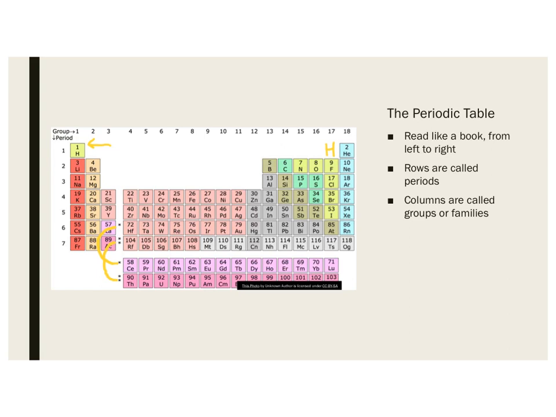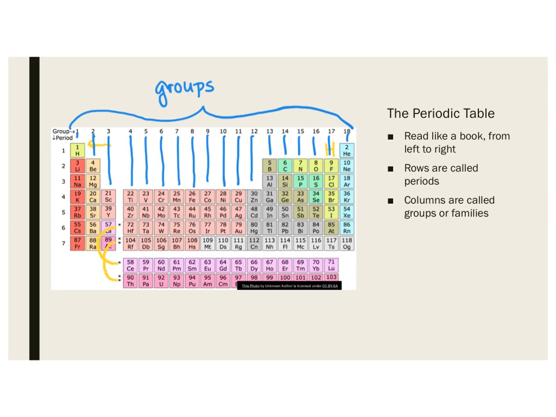Group refers to the numbered columns, of which there are 18. Elements in a group have similar properties, which is why they are sometimes called families. Think of the people in your own family. Do you have similar features to them? Maybe the same color of hair, or a smile, or mannerisms? Those features are properties of your family, and the analogy carries over to the elements.